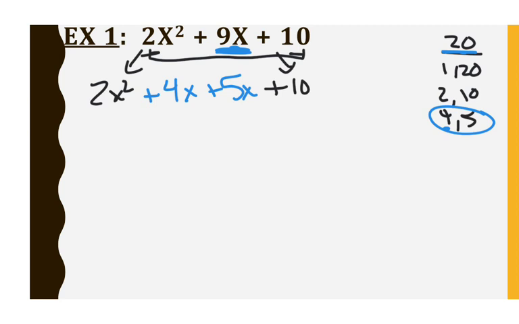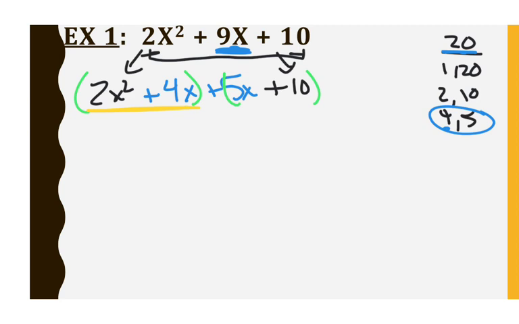So we haven't changed anything because 4 plus 5 is still 9. But now we're going to group them. So we're going to put parentheses around the first 2 terms, parentheses around the last 2 terms. Okay, now we're going to look at these first 2 terms, and we're going to say, what's the greatest common factor of 2x squared and 4x?